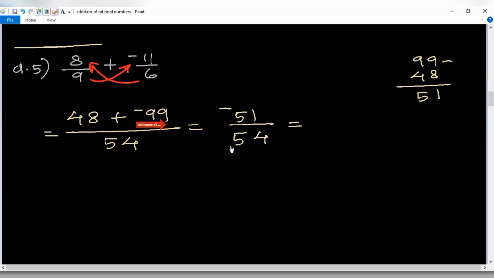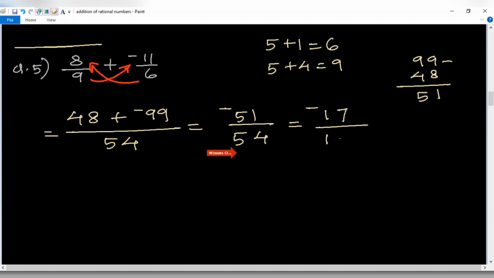Now see, 51 and 54 both are multiples of 3, because when we add the digits of 51, we get 5 plus 1 as 6. This is a multiple of 3. So 6 is a multiple of 3 means 51 is also a multiple of 3. Next 54. 5 plus 4 we get 9. Again 9 is a multiple of 3 means 54 is also a multiple of 3. That means we can divide these two numbers by 3. A common factor is there, so we have to write the answer in the simplest form. So negative 51 divided by 3 is negative 17, and 54 divided by 3 we get 18. So it is negative 17 by 18.